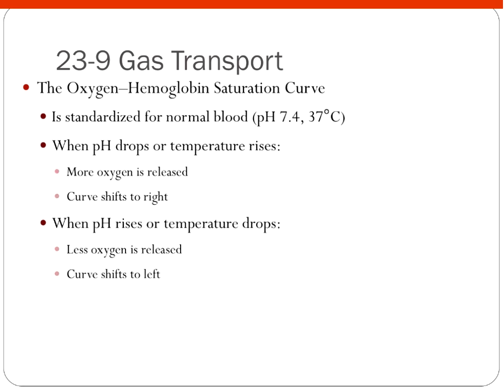So the first one we will look at is that we're going to talk about pH first, and then we'll talk about temperature, how that affects oxygen hemoglobin saturation. Standardized, or what we expect to be kind of the norm, is that the pH of blood is slightly basic, because 7 is neutral, 7.4 is a little bit higher than 7. Anything higher than 7 we consider a base, so it's slightly basic.